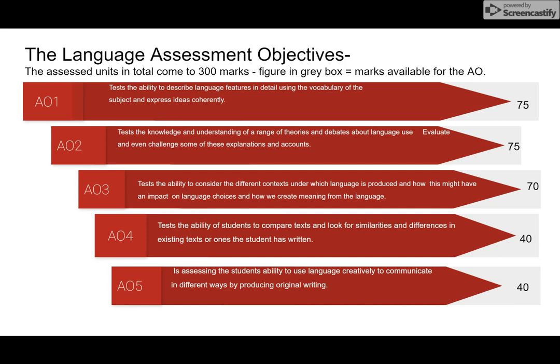The 2 objectives with fewer marks are AO4, which tests the ability of students to compare texts and look for similarities and differences, either in existing texts or in ones that they produce themselves. And AO5 is assessing the ability to use language creatively to communicate in different ways. And again, a lot of this is through producing original writing.